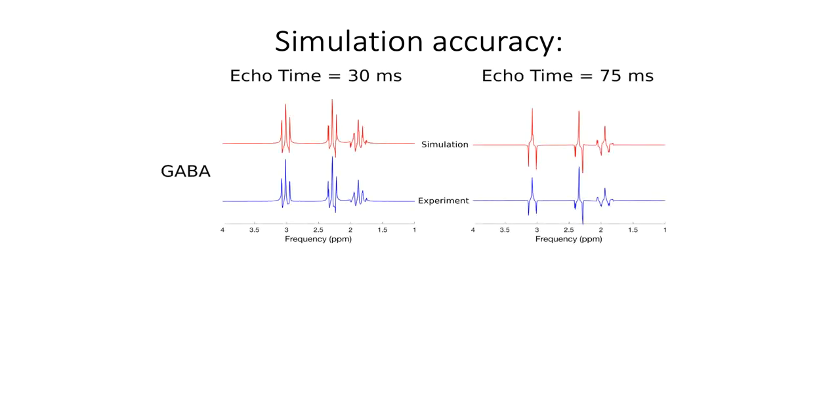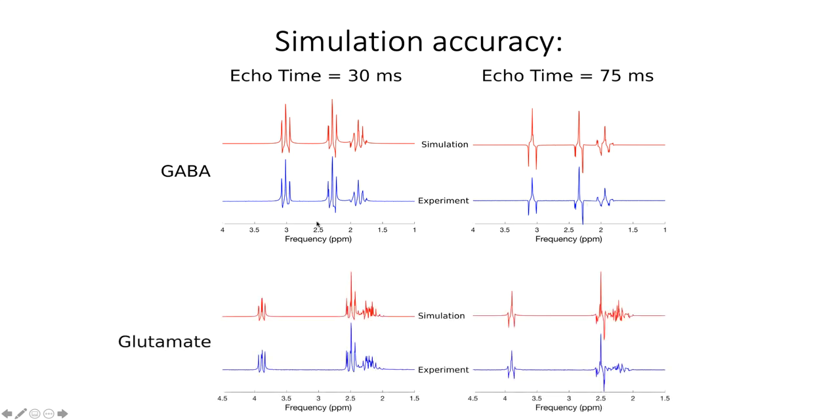To give you an idea of how accurate these simulations can be, we did some experiments with phantoms, and we compared those phantom experiments to simulations. And we did that at short echo time using a PRESS sequence, and also at longer echo times using a PRESS sequence. And you can see very good correspondence between the simulated spectra for GABA and the experimental spectra. We also did this using glutamate, and again, you can see very good correspondence between the simulated and experimental glutamate traces at both long and short echo times.